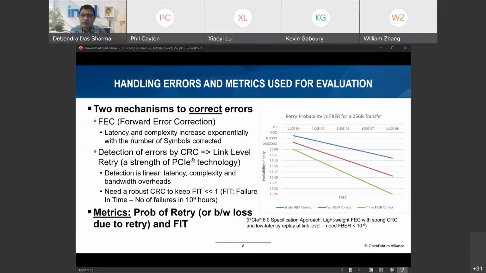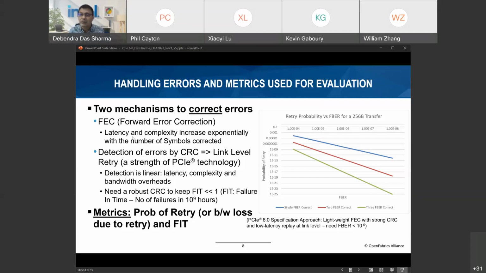Now, the downside of the forward error correction is the latency and the complexity. And by the way, it increases exponentially with the number of symbols that you correct, which is what you would expect, right? The more the number of errors, right? If you have n symbols and you can expect x number of errors, you got n choose x permutations, right? Within each of the x, depending if your symbol is 8 bits, then you got 2 to the power 8 for each of them, to the power x again, right?